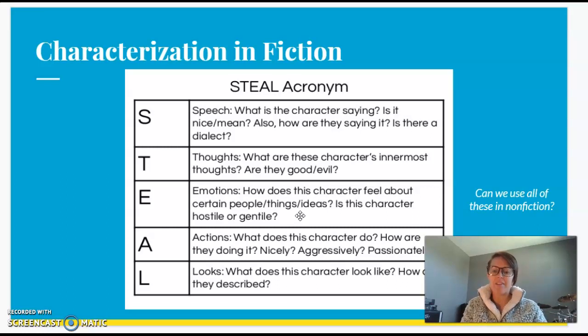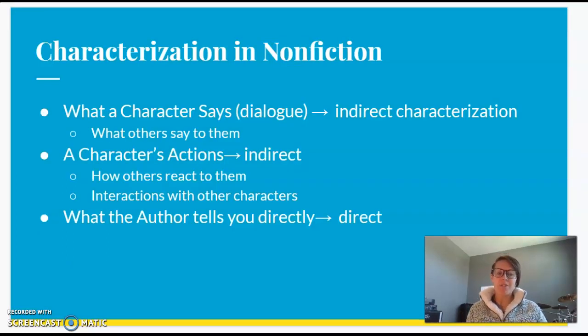But when it comes to nonfiction, there are still several of these ways that we can use and that I'm going to ask you guys to use as you're diving into your reading workshop this week. So here are some ways that characterization can show up in nonfiction. We can still look at what a character says, and this is going to manifest itself in the form of dialogue. So things that the character says, things that others say to them, can all be ways that we can learn about a character and learn about how that character is developing. So characters' dialogue and what they say is going to be a great way to develop characters within nonfiction.